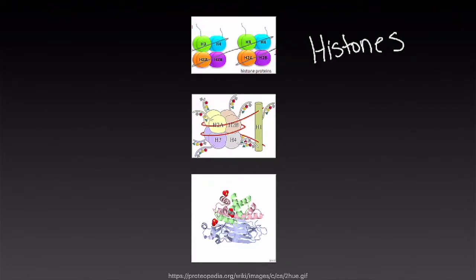These are groups of proteins that DNA is wrapped around. And so you might see them depicted something like this. You might see them like this, where you can really see those tails. Those are going to be important later when we're talking about transcriptional control.